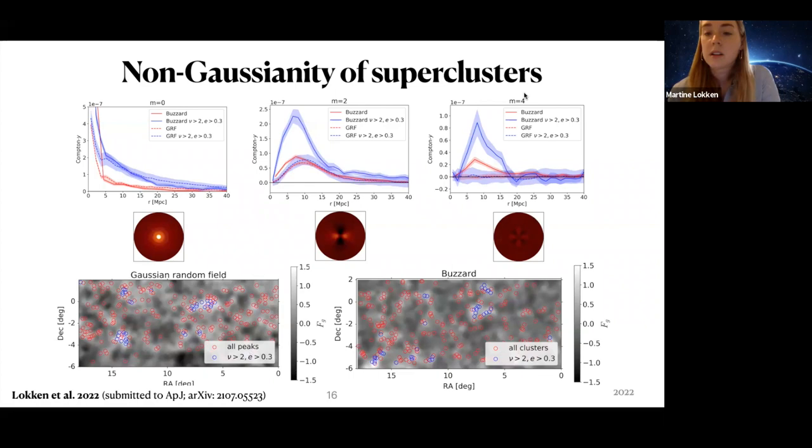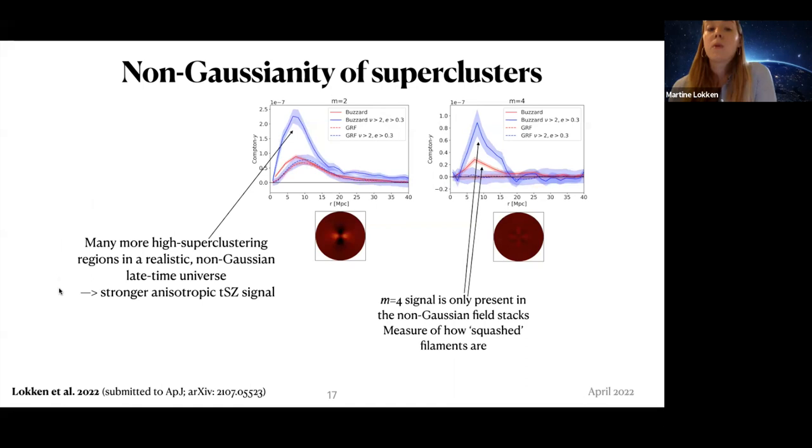And so basically what this is telling us is that there are many more high superclustering regions in a realistic non-Gaussian late-time universe, and that yields a stronger anisotropic TSE signal in general. And then in particular with the m equals four, because this is only present in the non-Gaussian stacks, this is a clear signal of non-Gaussianity. And you can think of it as measuring how squashed the filaments are, because it's integrating over a smaller angle around the horizontal axis.